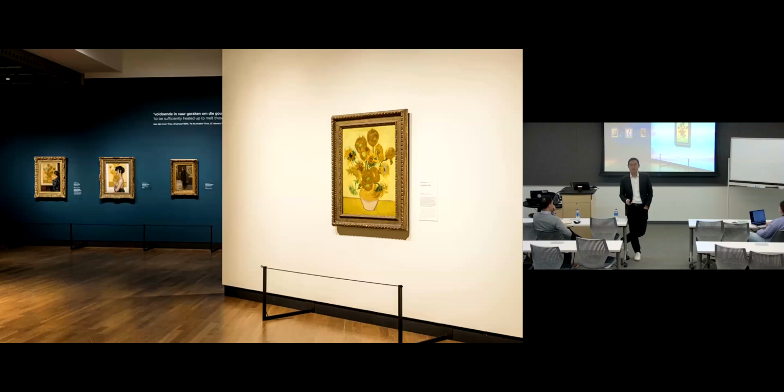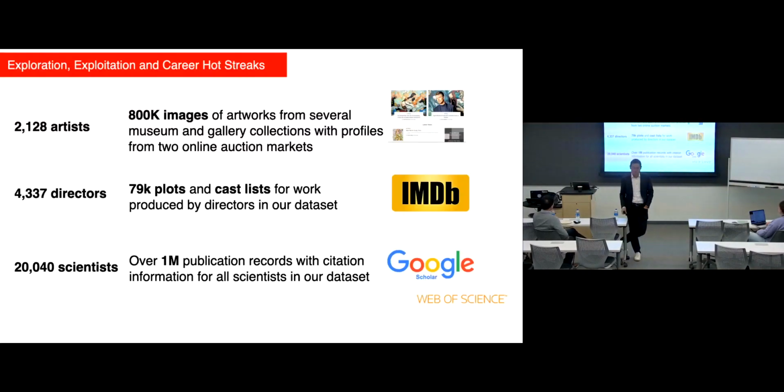By the time I got back, my students had collected a whole range of new data sets. The new data sets include over 2,000 artists. For these artists, we not only have metadata about their work, but also the images of the artworks they produced. And for the film directors, we're now looking at the plots of the films they direct, as well as cast information, to approximate what each film is about.